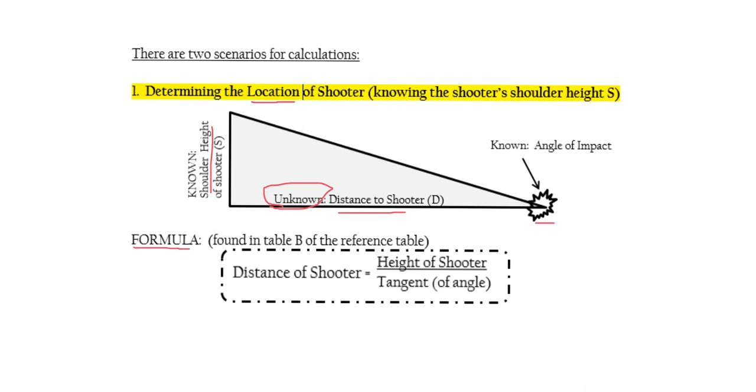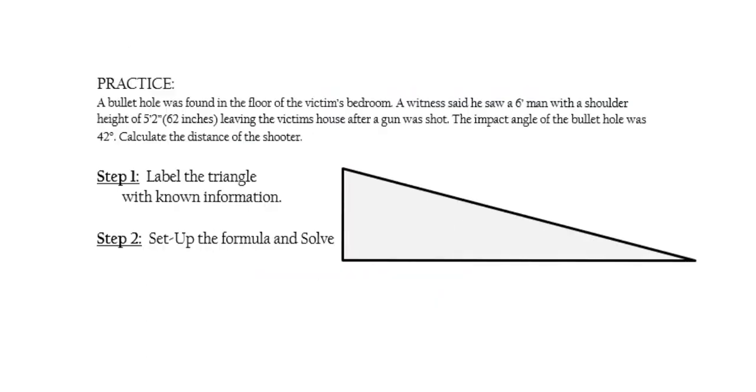There is a formula that we're going to use. The good news is that you don't have to memorize it like all our other formulas. It is in table B of your reference table, and it's dealing with the tangent. I've rearranged that tangent equals opposite over adjacent for you, so all you have to do is plug numbers into the formula. So let's try one of these together.